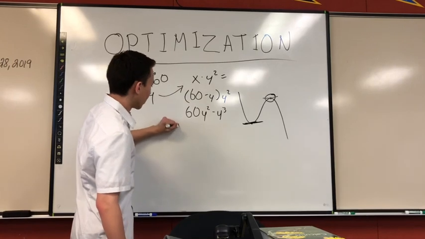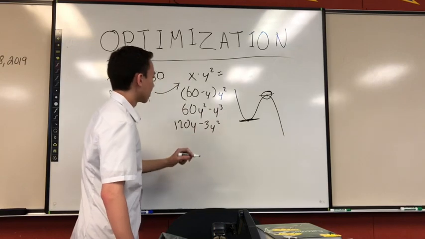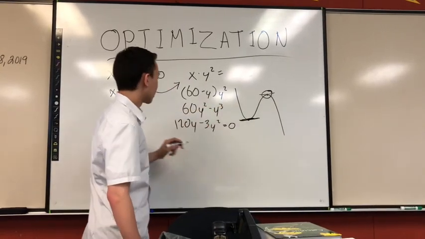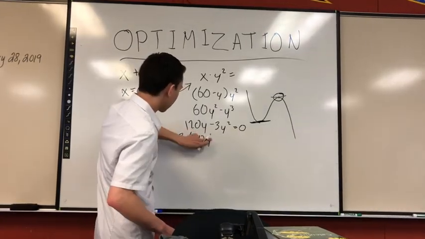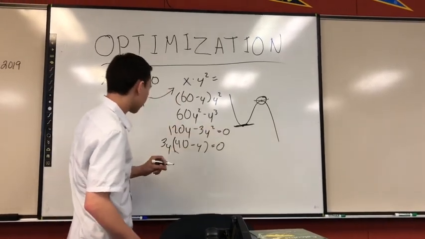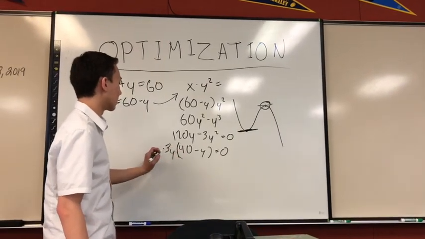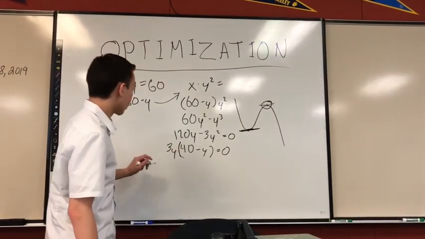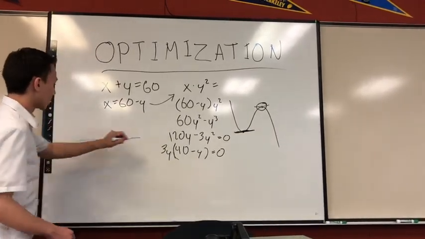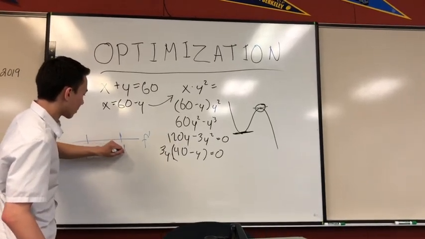When we take the derivative, we'll have 120y minus 3y squared. And then since this is the derivative, the slope, we'll set it equal to 0. So this is what we end up with. You can see the two zeros, it'll be 0 and 40. So here is where we set up our first derivative test. So you'll have 0 and 40.